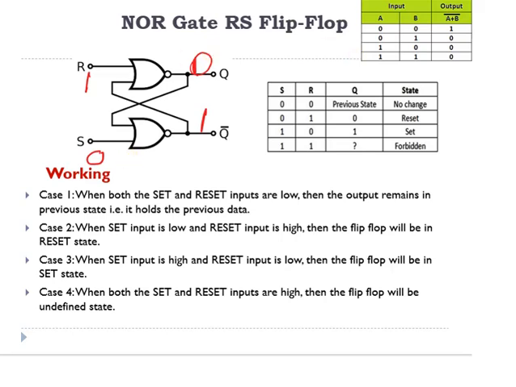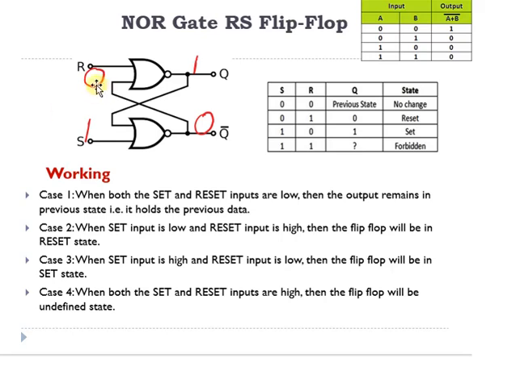Now let's consider the third case. When the set input is high and the reset input is kept 0, since one of the inputs to the second NOR gate is high, this output should be 0. And this 0 is going to the input of the first NOR gate, and the output will be 1. So Q is equal to 1, which corresponds to the set condition. That means when we give the high state to the set input, the output Q equal to 1 corresponds to the set condition.